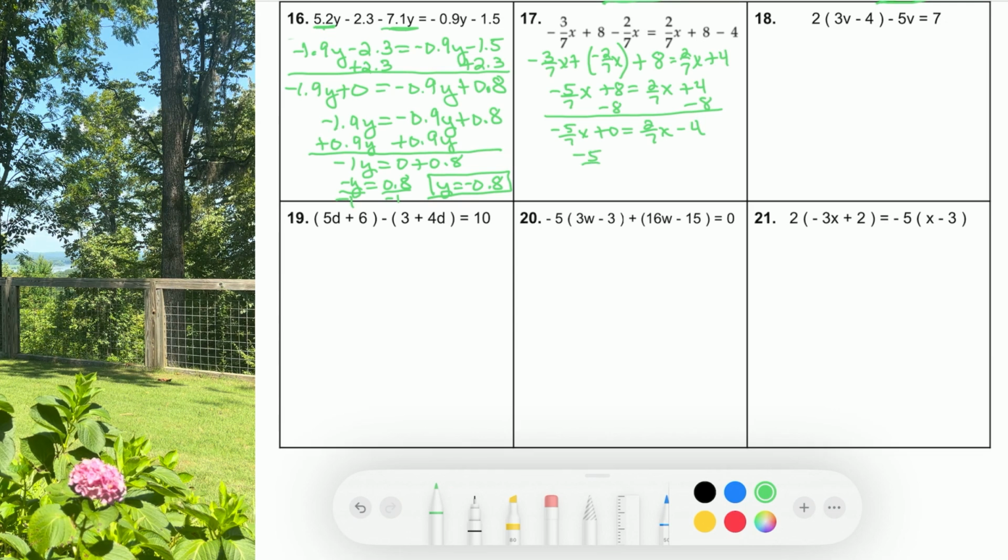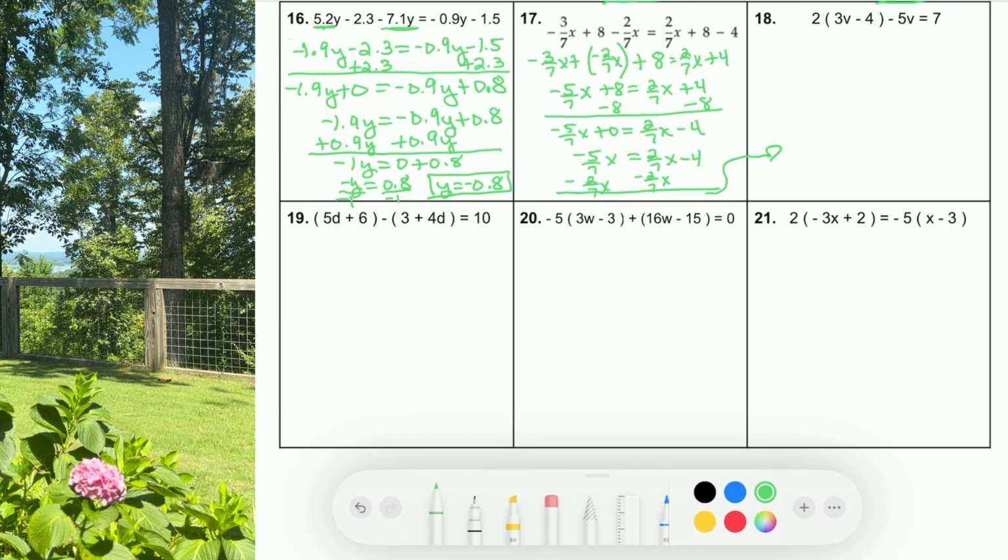Rewrite this just so now we know what we're going to do. So negative 5 sevenths x equals 2 sevenths x minus 4. So I'm going to subtract 2 sevenths x from both sides. That's going to give me, let's see here.